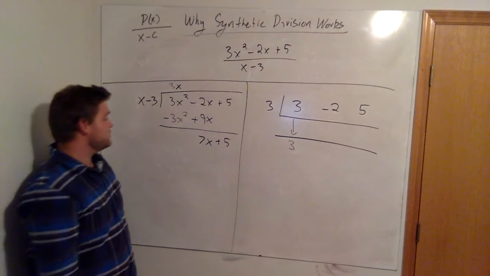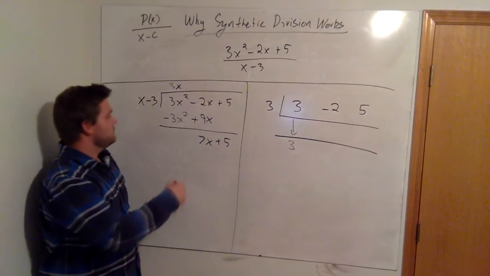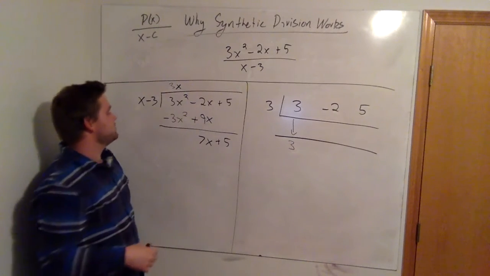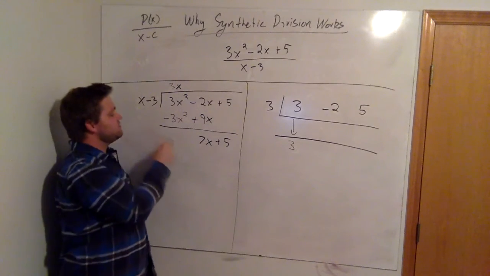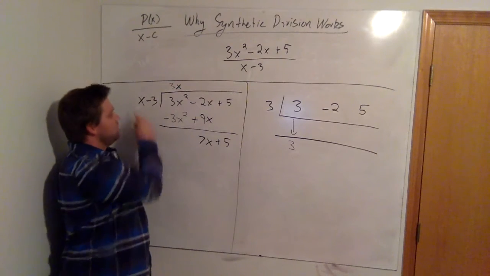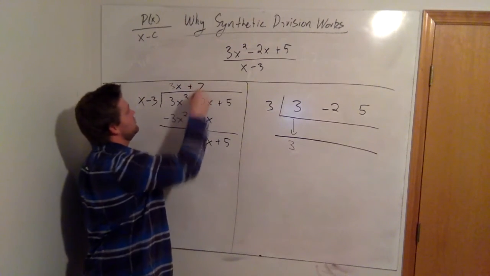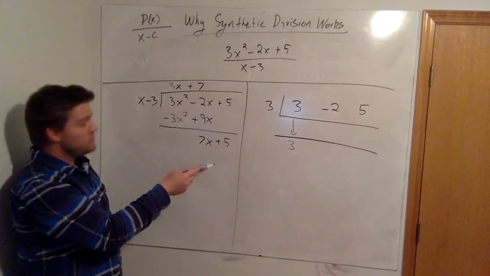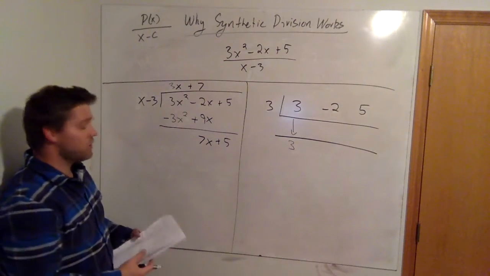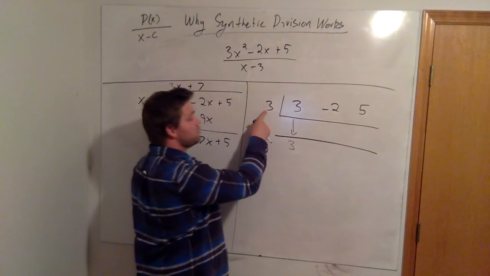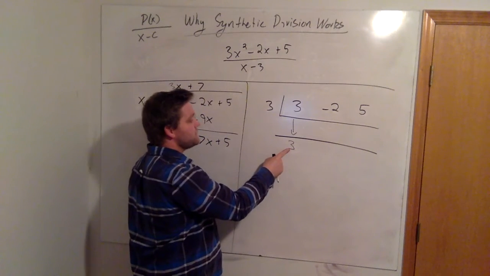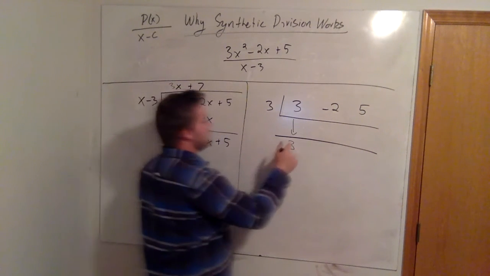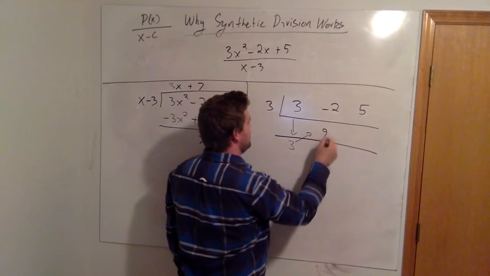And then we'll ask ourselves the question, to get the next number up here, what would I multiply x by to get a 7x? Well, I would need to record a 7 here. So let's pause here for a second. If I was doing it with synthetic division, what I would do is I'd say, let's take 3, multiply it by 3. That's going to be a 9, and we're going to record the 9 right here.